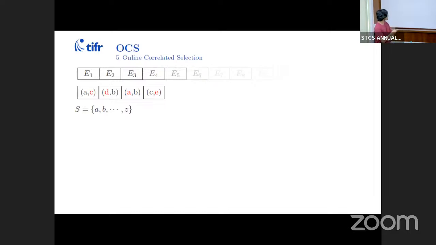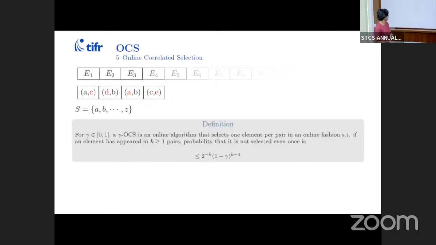We want to say that if an element appears multiple times, we want to increase its chances of being selected. Notice that A appeared, let's say, twice. We want to increase the chances of A being selected. B also appeared multiple times. Let's define this concept a bit more formally. So we will define what is called a gamma OCS.